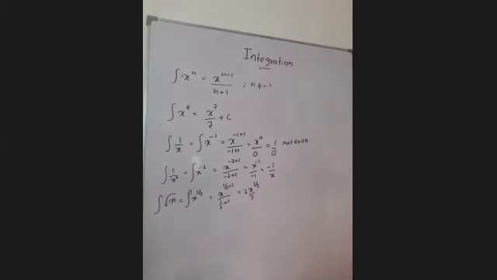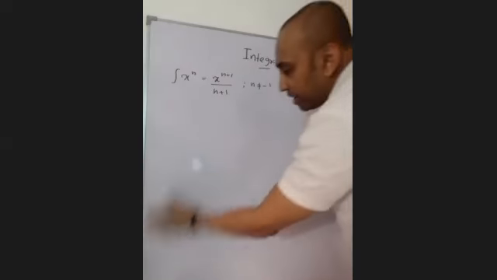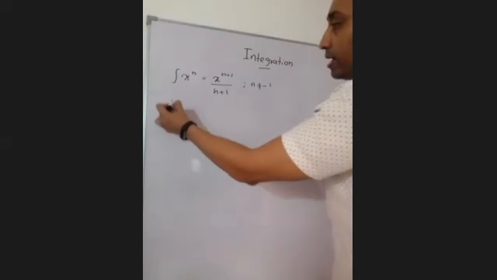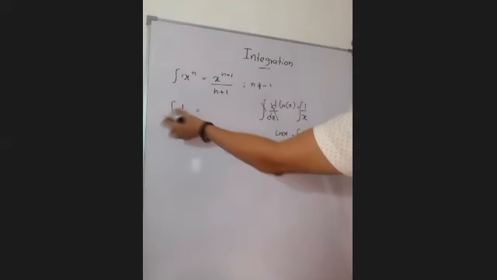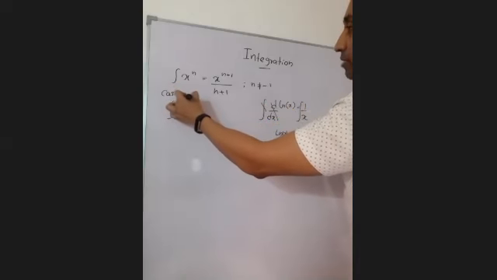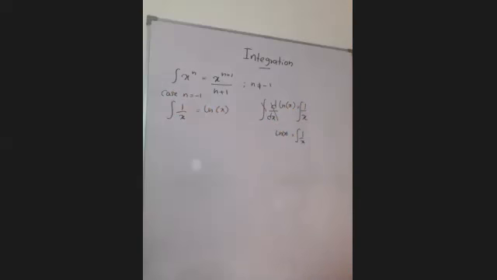Then what would be the answer for the integration of 1 over x? We know that if you differentiate ln x, the answer is 1 over x. Therefore, if you integrate both sides, the differentiation and integration cancel, and the integration of 1 over x is ln x. This is the case where n equals minus 1, so the answer becomes ln x. That's the next fact we have to understand.